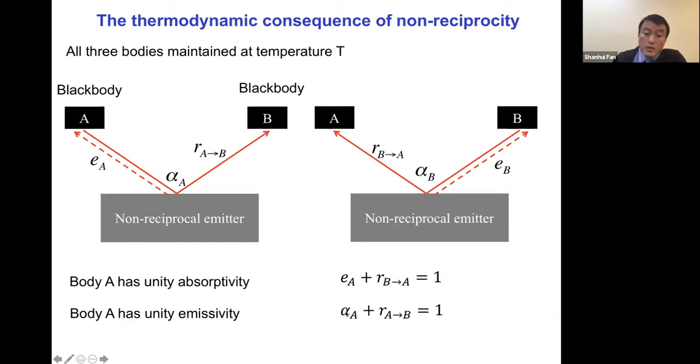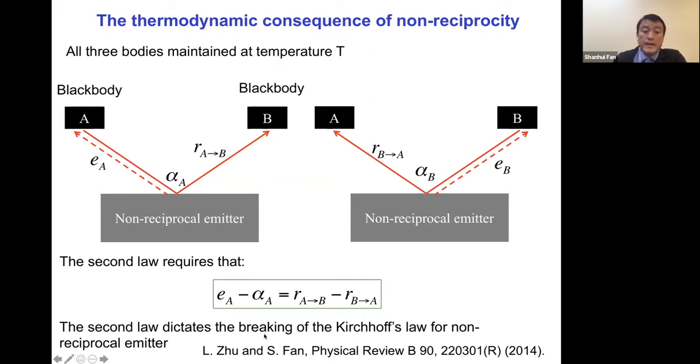Notice these two equations with one line of algebra. You can see that the absorptivity and the emissivity difference in the Kirchhoff law setting is in fact equal to the reciprocity breaking between these two reciprocal reflection pathways. Consequently, the second law of thermodynamics for a non-reciprocal system in fact requires that one break the Kirchhoff law.